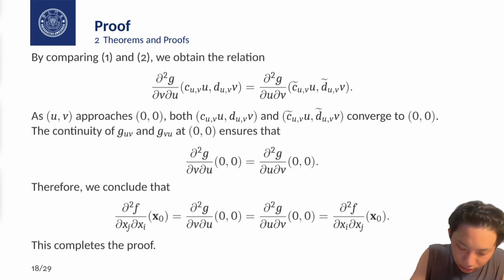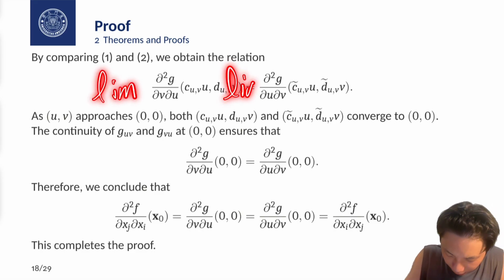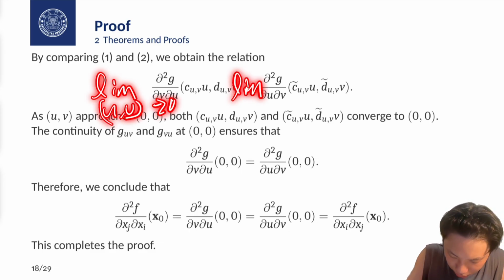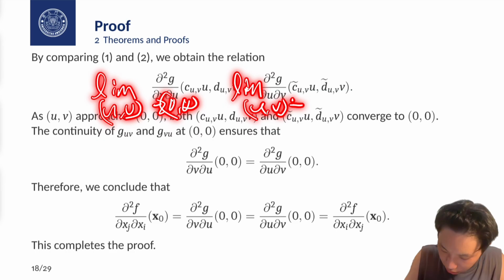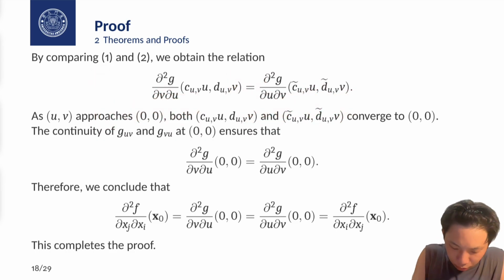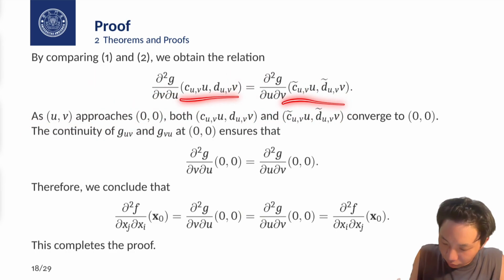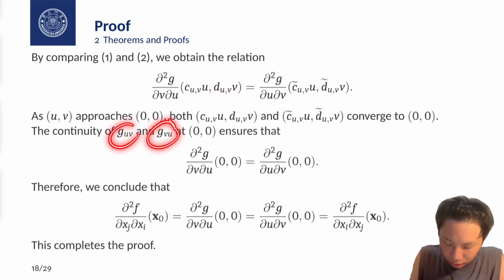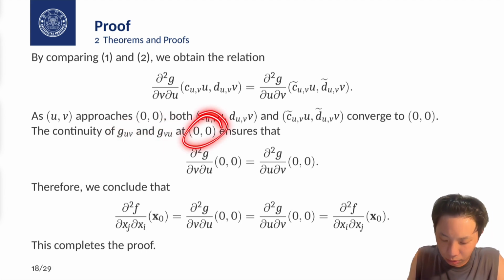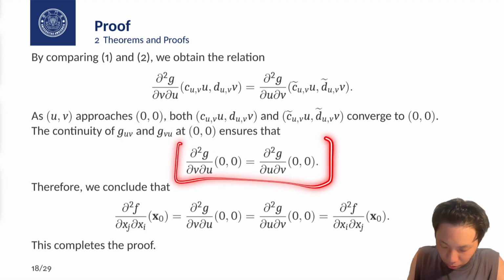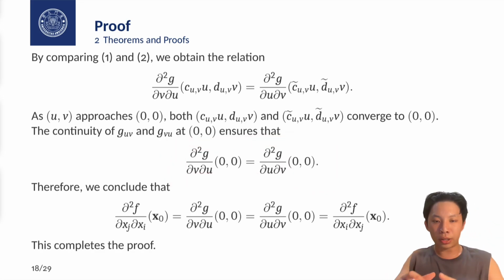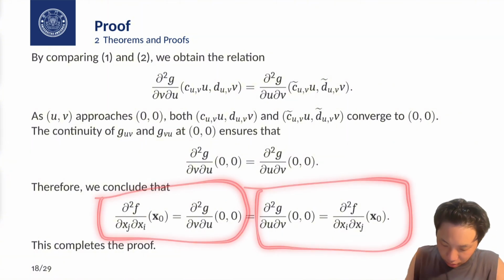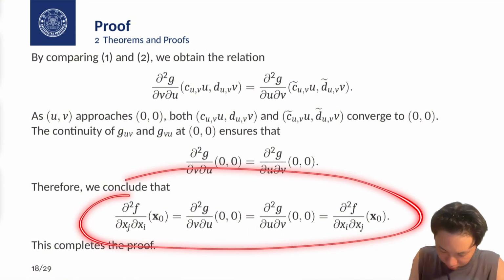Okay, so as you can see, this and this are the same equation, so we can get this result. So now the question becomes easy. We can take the limit on both sides, as (u, v) approaches (0, 0). As (u, v) approaches (0, 0), these two will converge to (0, 0). Since g_uv and g_vu are continuous at (0, 0) by our assumption, these two will be equal. So now we have actually completed our proof, because we have shown that these two are equal, and these two are equal. So if this is equal, we will get this result.